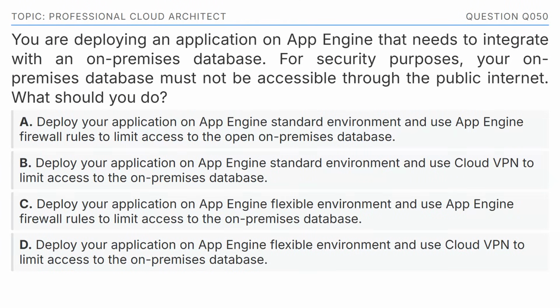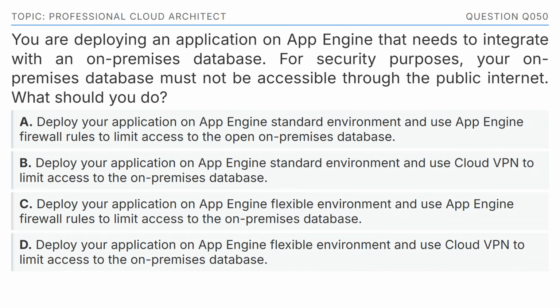You are deploying an application on App Engine that needs to integrate with an on-premises database. For security purposes, your on-premises database must not be accessible through the public internet. What should you do? The options are: Option A. Deploy your application on App Engine standard environment and use App Engine firewall rules to limit access to the open on-premises database. Option B. Deploy your application on App Engine standard environment and use Cloud VPN to limit access to the on-premises database.